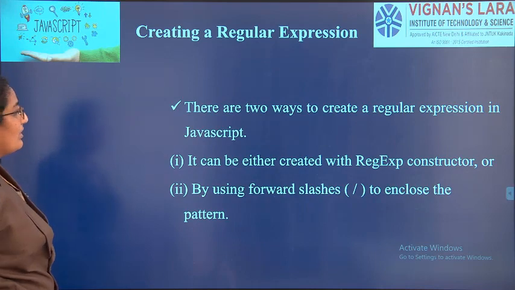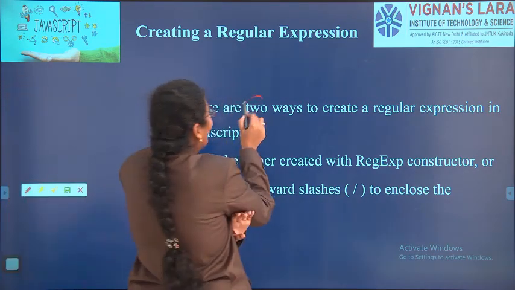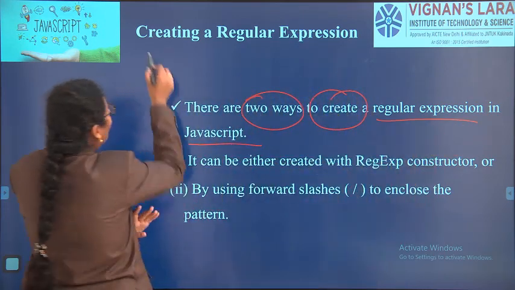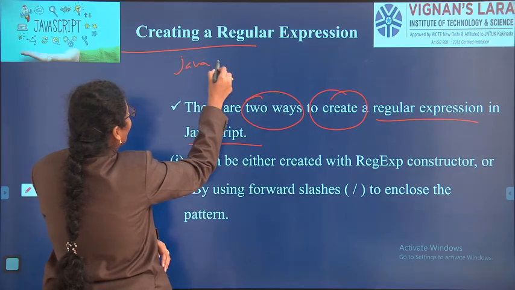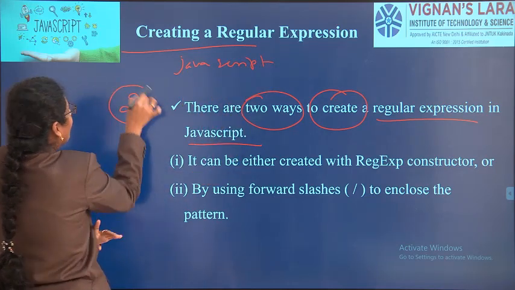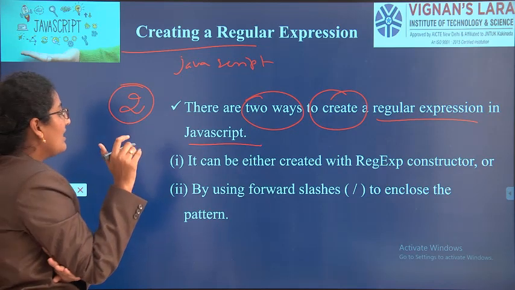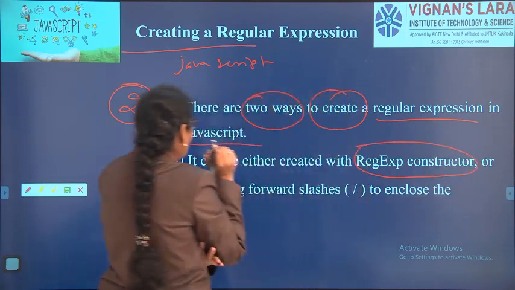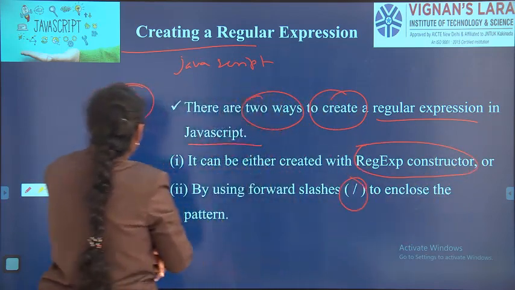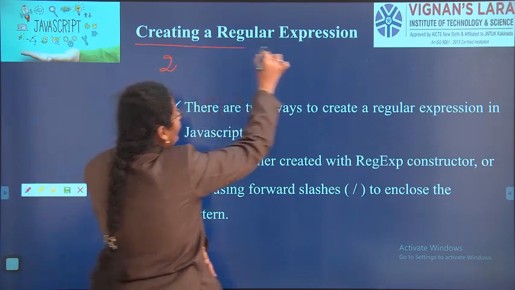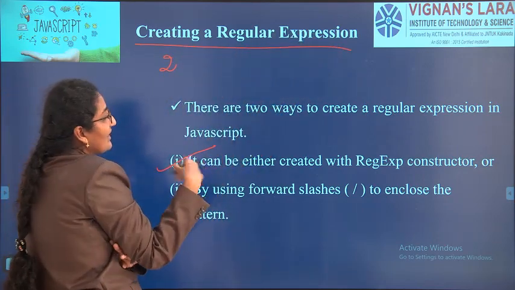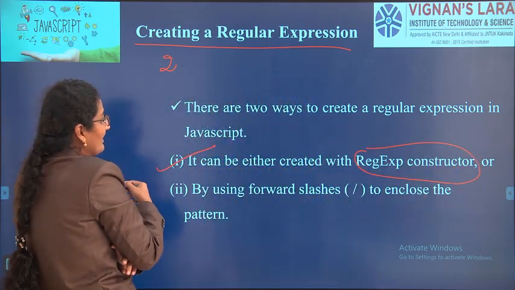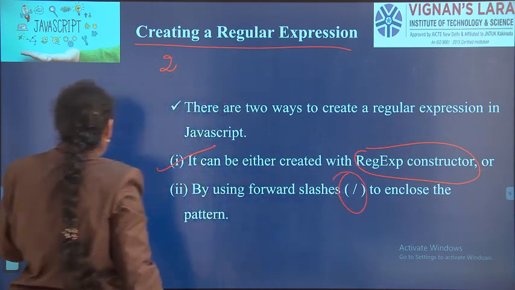So how many ways can we create regular expressions? There are two ways to create regular expressions in JavaScript. The first can be created by using the regular expression constructor, or by using forward slash. So two ways: creating the regular expression using the RegExp constructor, or creating it with forward slashes. Let us see.